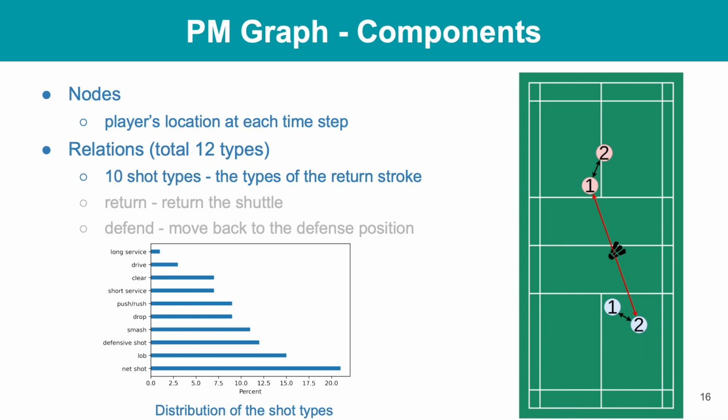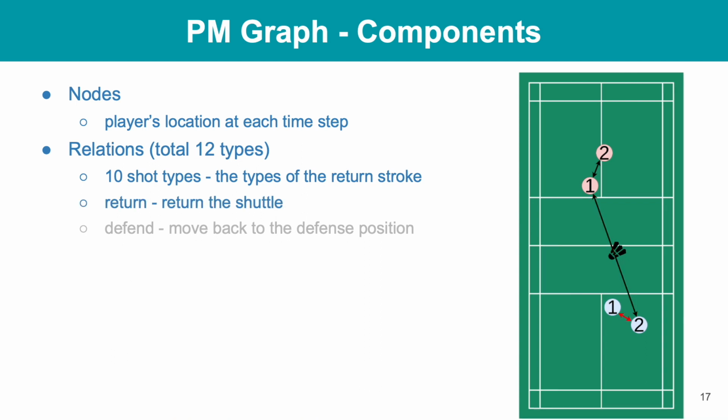And the edge represents one of the strategic relations, 10 of which are shot types, and the distribution is as in the figure. Another relation is return, which links the nodes of the same player at the time steps t-1 and t when the purpose of the movement is to return the shuttle. The last relation is defend, which links the nodes of the same player at the time steps t-1 and t when the purpose of the movement is to return to the defense position.